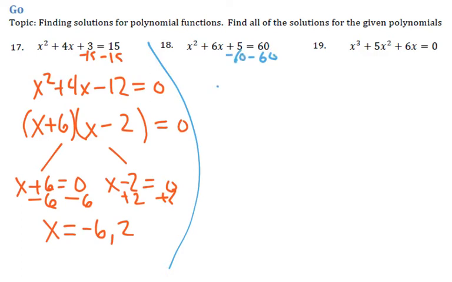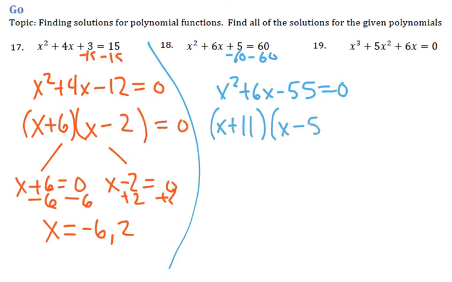So subtract 60, we get x squared plus 6x minus 55 equals 0. So factors, if I could use the box method, but with these simple ones I think it's easier to not. So plus 11 minus 5, that would give us positive 6. So I know that x is going to equal negative 11 and positive 5.